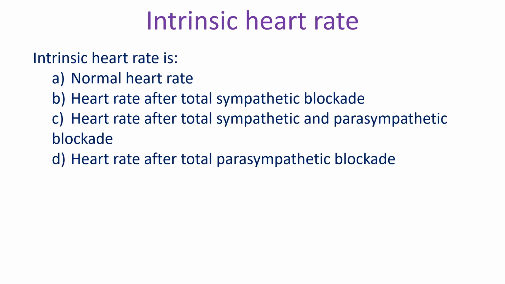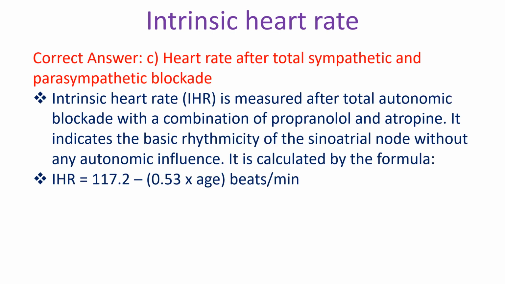Intrinsic heart rate is: A. Normal heart rate, B. Heart rate after total sympathetic blockade, C. Heart rate after total sympathetic and parasympathetic blockade, D. Heart rate after total parasympathetic blockade. Correct answer C. Heart rate after total sympathetic and parasympathetic blockade.